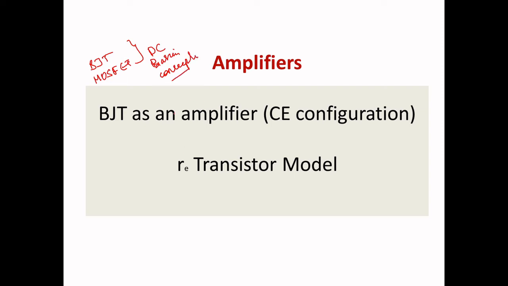The main focus in today's lecture is the BJT as an amplifier, common emitter configuration. This is a popular configuration. In most applications, we will be using only the common emitter configuration. The reason we have already discussed in the previous class. The mathematical modeling which we are going to discuss today is the re transistor model. This is one of the low frequency models which we will use to represent a transistor in a mathematical way.